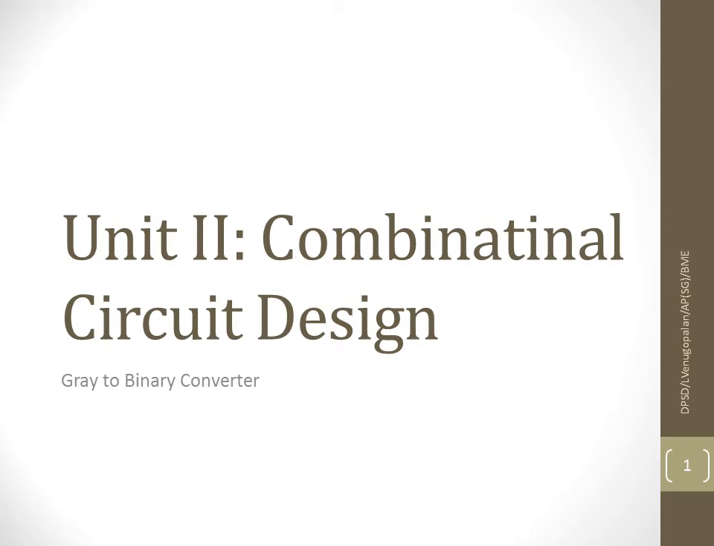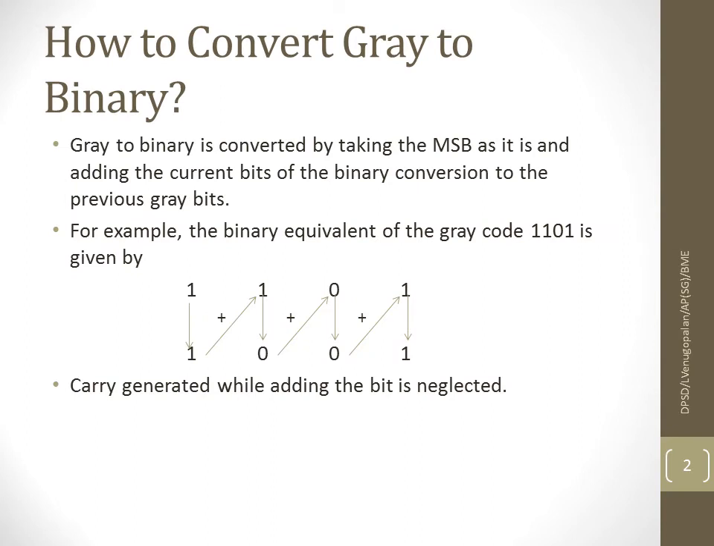Today we are going to study the gray to binary converter. Now, if you have a gray number and you want to convert it into binary, how you do it is by taking the MSB, or the most significant bit, as such in the binary section, and adding the currently calculated binary bit to the next bit of the gray number.